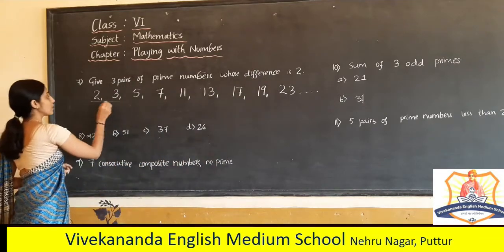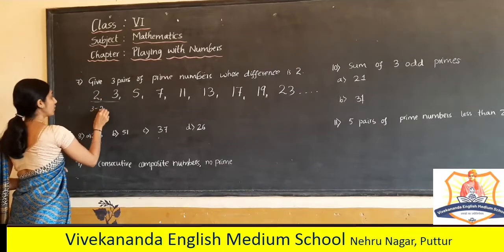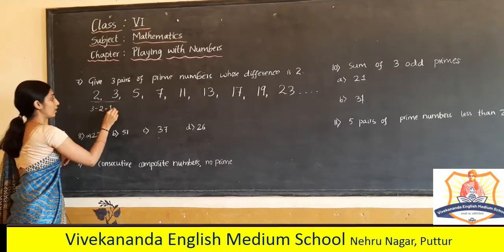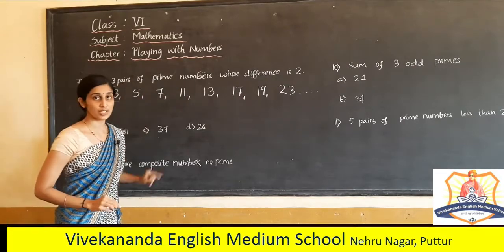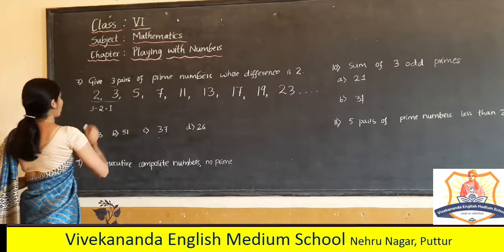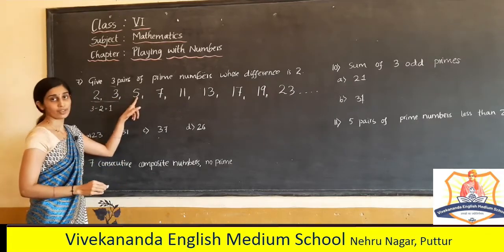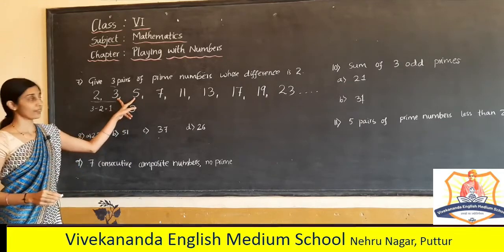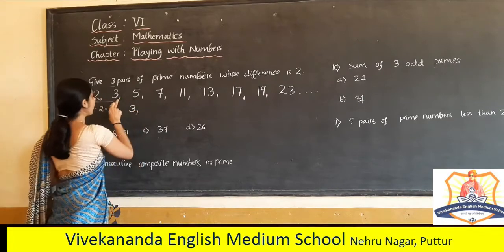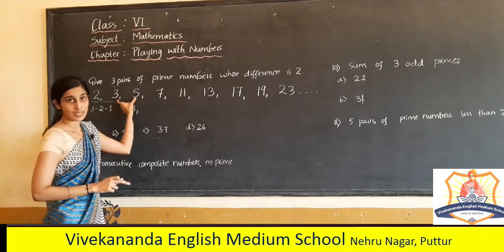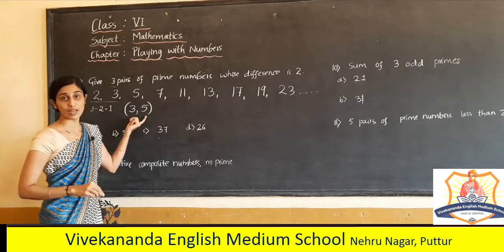Let us take the difference of 2 prime numbers here, 3 and 2. What is the difference between 3 and 2? It is 1. So this pair does not suit the asked question, right? So let me take the next set, 3 and 5. What is the difference between 3 and 5? 5 minus 3 is 2. So the difference between these 2 prime numbers is 2, as asked. So this is one pair.